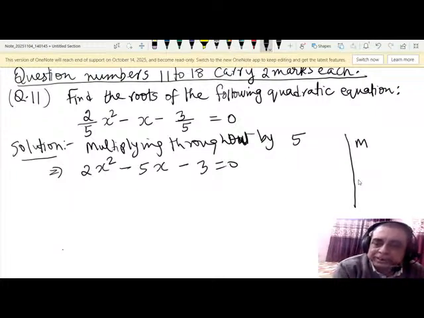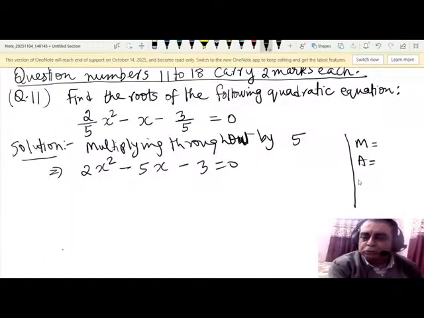For solving it, we will break up the middle term, that is minus 5x. For finding out into which two terms we will break up minus 5x, we will do some rough work. We will write m and a. For m, we will write the product of the coefficient of x squared and the constant term, so plus 2 times minus 3 is minus 6. And for a, we will write the coefficient of the middle term, which is minus 5.